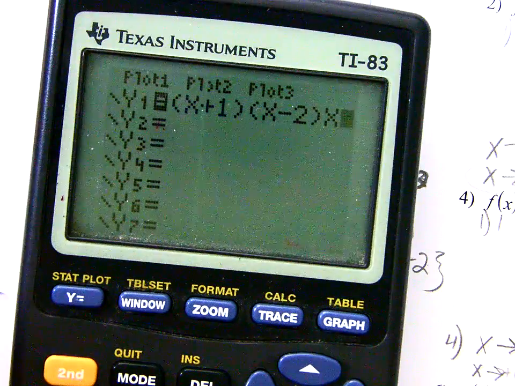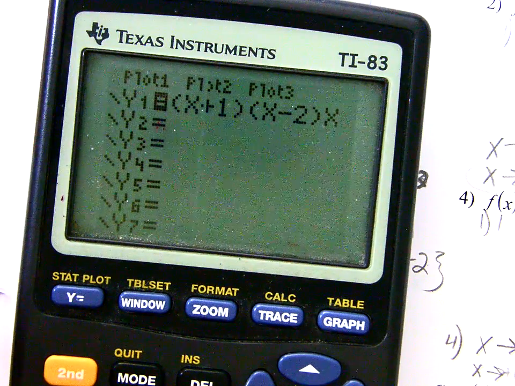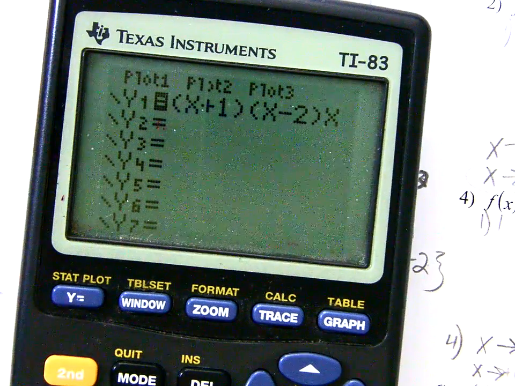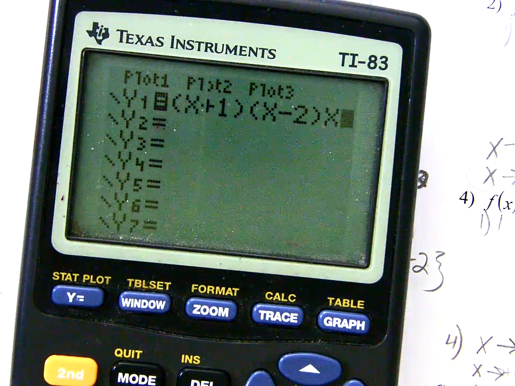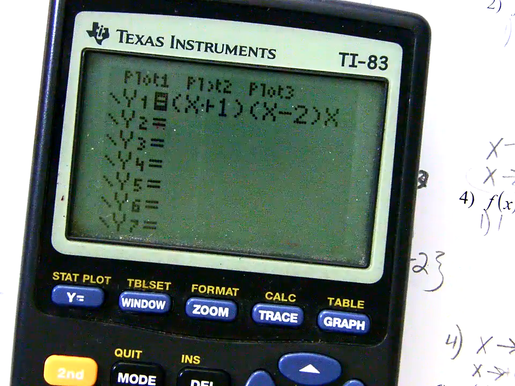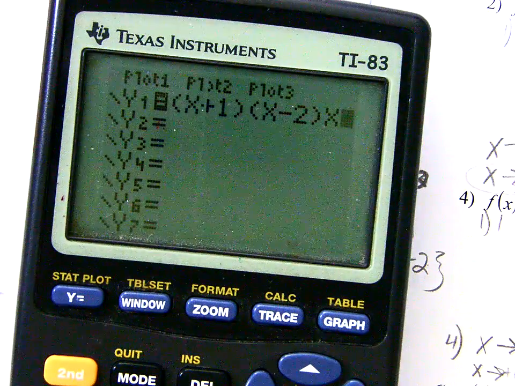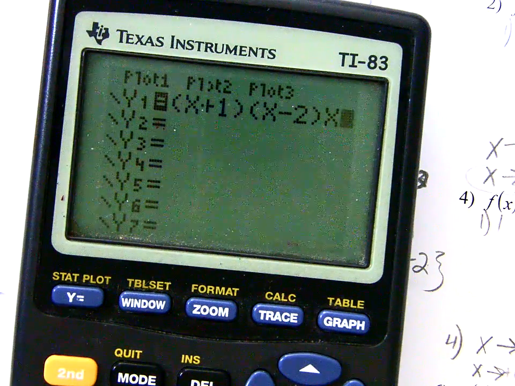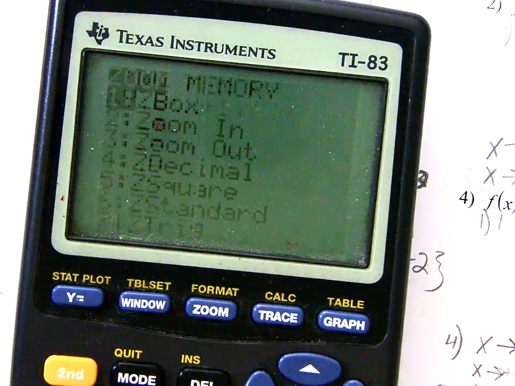So, I know it's an x to the third graph. My leading coefficient's positive, right? If I FOILed all that together, it would be positive. So I know the ends are going to do this, right? The left is going to go down, the right's going to go up. And because it's in factored form, I know it's crossing the x-axis, okay? So let's watch when we graph this.